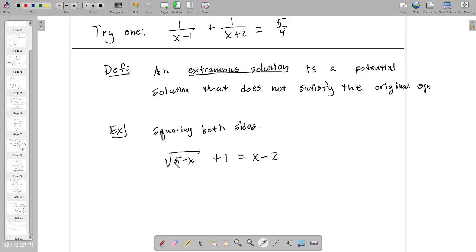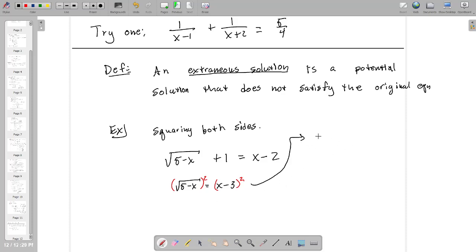So what I would like to do is square both sides when the square root of 5 minus x is alone on its side. Because if we can square just this, then we can get rid of this radical. So subtract the 1 over, and we get the square root of 5 minus x is equal to x minus 3. Now I can square both sides. I need to make a note here though. Squaring both sides introduces extraneous solutions, and we'll see one in this example.